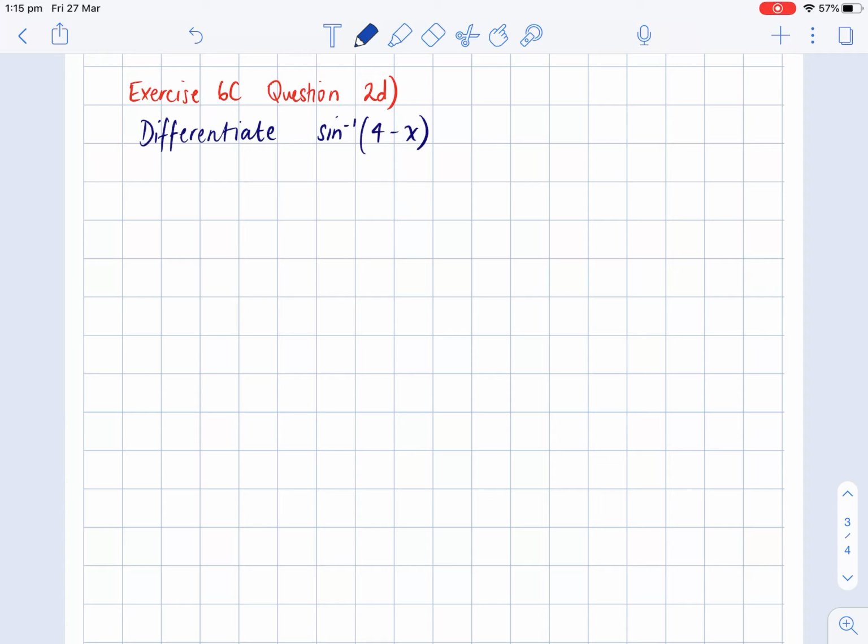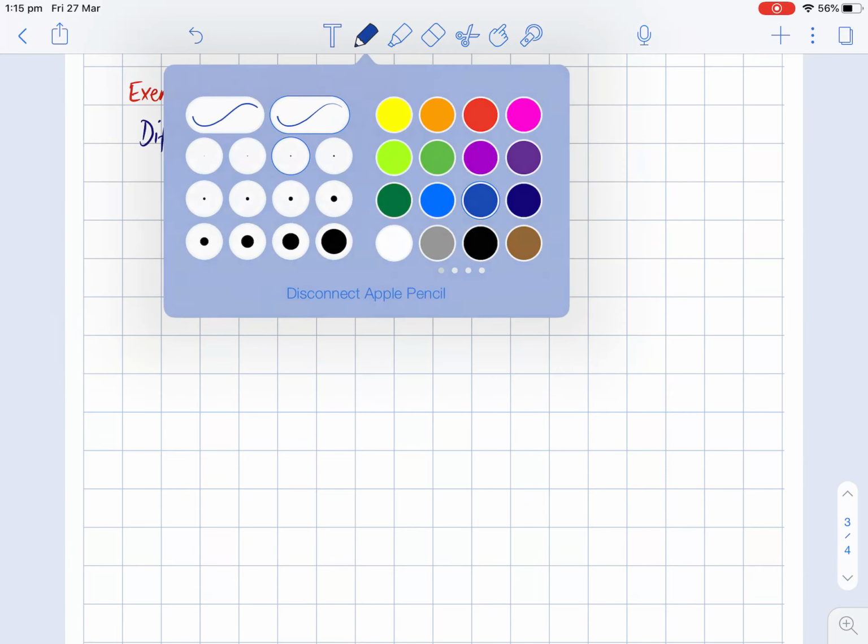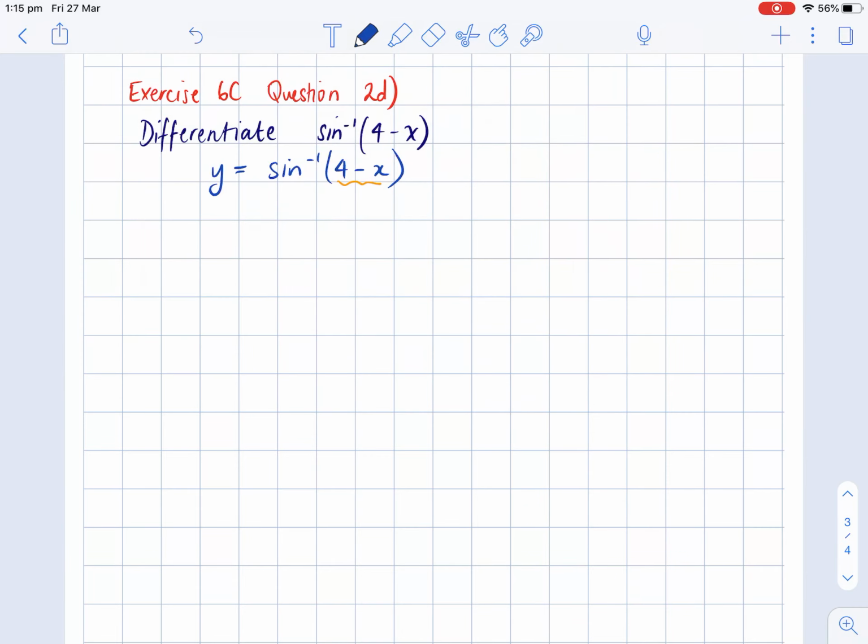The first thing to help me work through this is I'm going to start by writing it as y equals sine to the minus 1 of 4 minus x. That's just going to help me a little bit with the notation. So it's not a straightforward derivative problem because I've got this function inside the brackets. So I need to work with that separately. And the way I'm going to manage that for some of these more complex questions, as I mentioned, is using the chain rule.